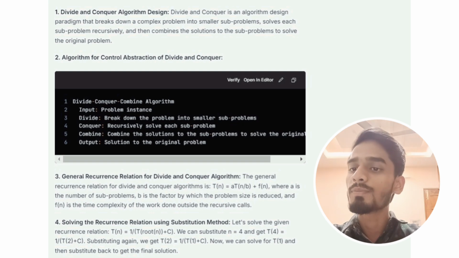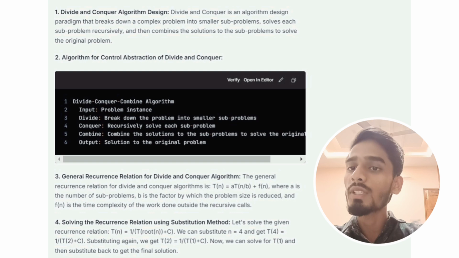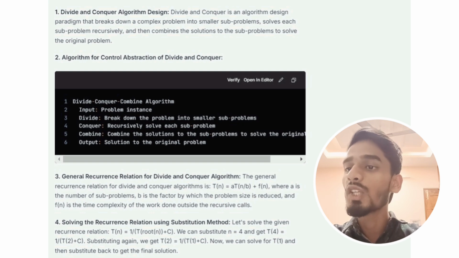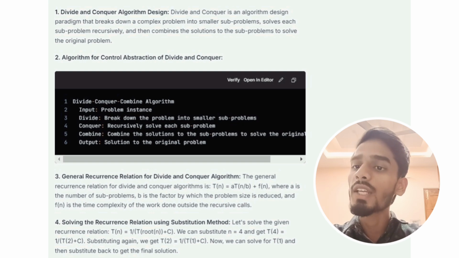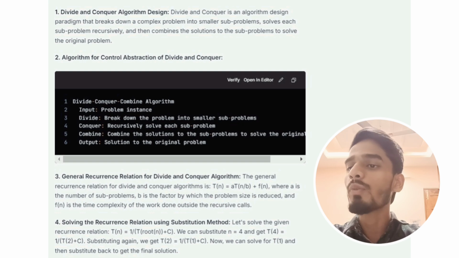Next, let us see this question. Let us solve the recurrence relation using the substitution method. The given T(n) = 1/T(root n) + c, where n is less than or equal to 4. Here, let us try by substituting n = 4 and we get T(4) = 1/T(2) + c. Substituting again, we get T(2) = 1/T(1) + c. Now we can solve for T(1) and then substitute back to get the final solution.